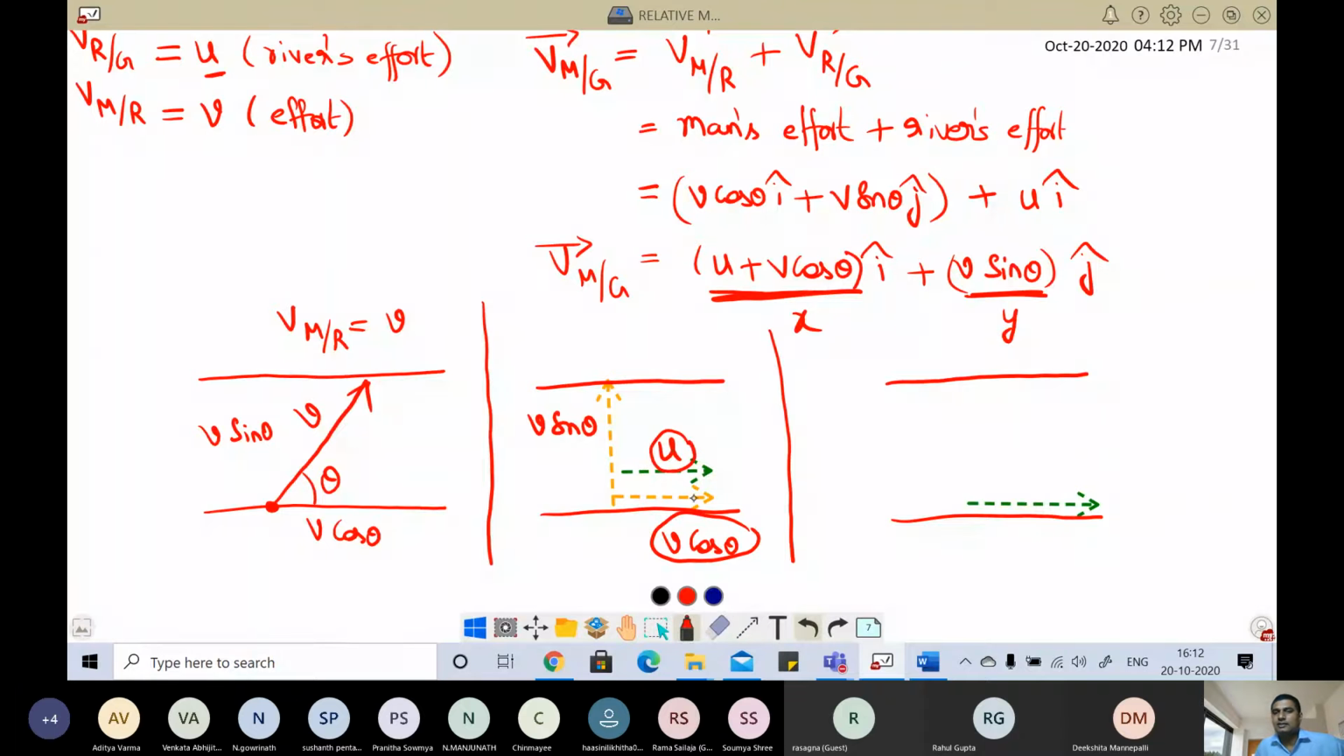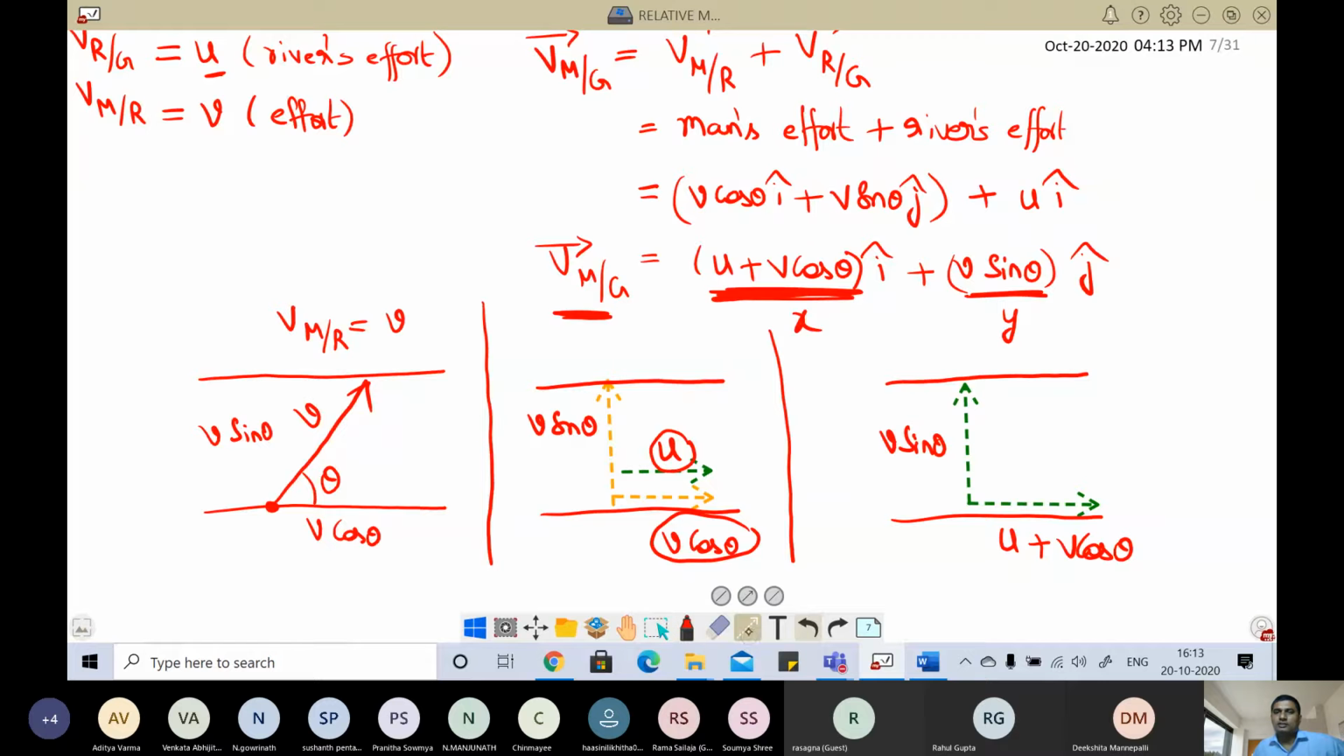So in the x direction, there are two velocities: one is the river velocity and the other is the velocity of man's effort, v cos theta. When you add these two, you get u plus v cos theta, which is the same as this one. And in the y direction, you have the same thing, v sin theta. Now the resultant of these two components is called the velocity of man with respect to ground.